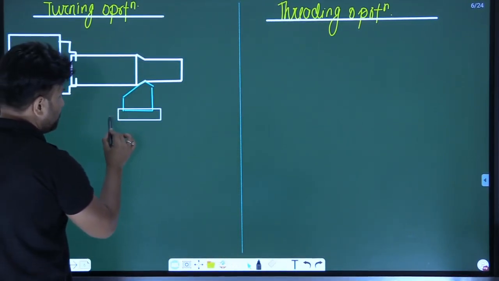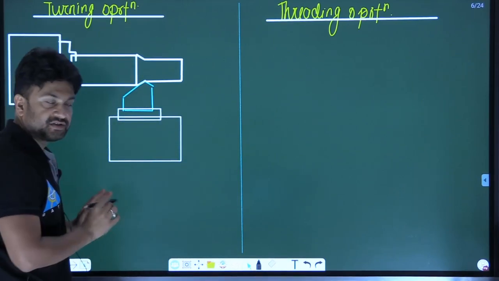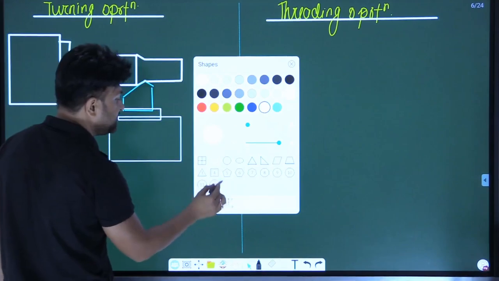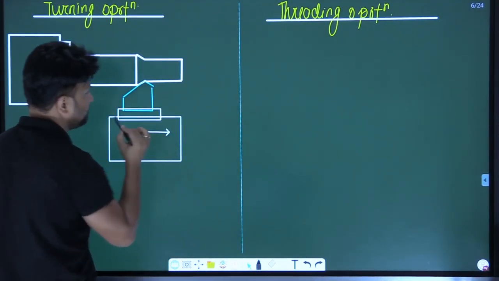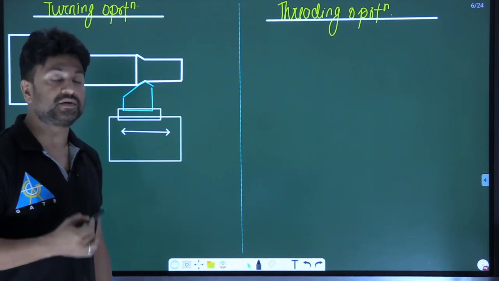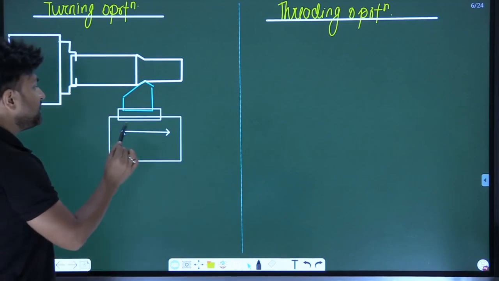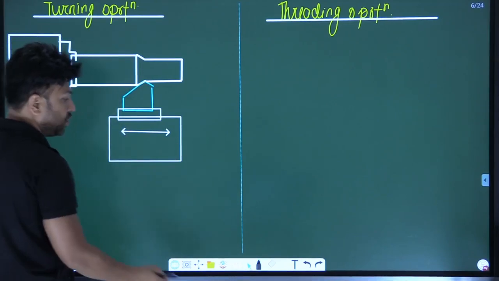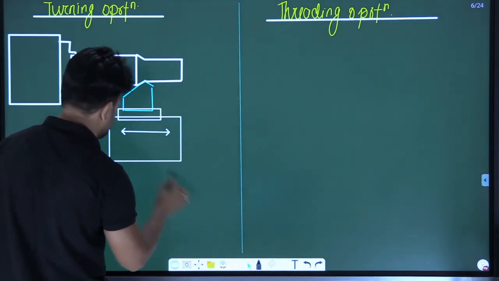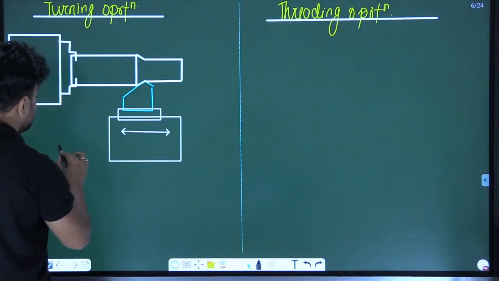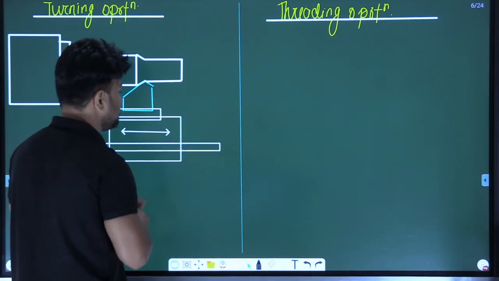Now, tool post is mounted on the carriage. This is a carriage. Now, as you know, carriage will do a linear motion. Now, when turning comes in the picture, suppose you want to do a turning, then the linear motion of this carriage will depend on the rotation of the lead rod. This is a lead rod basically.